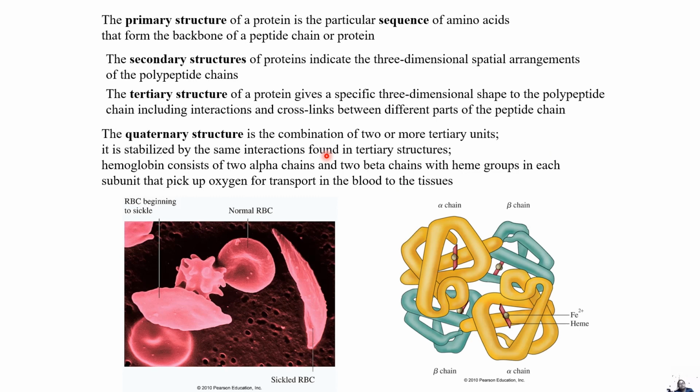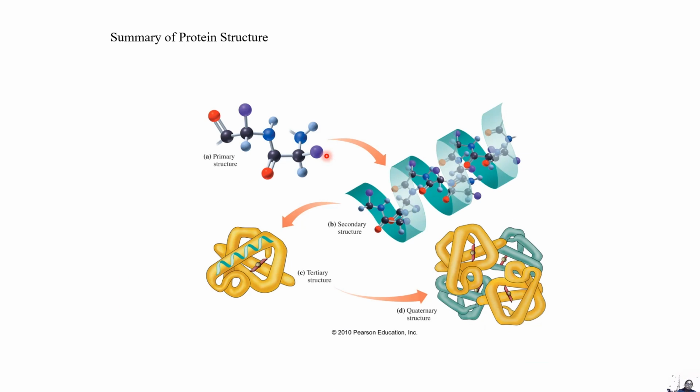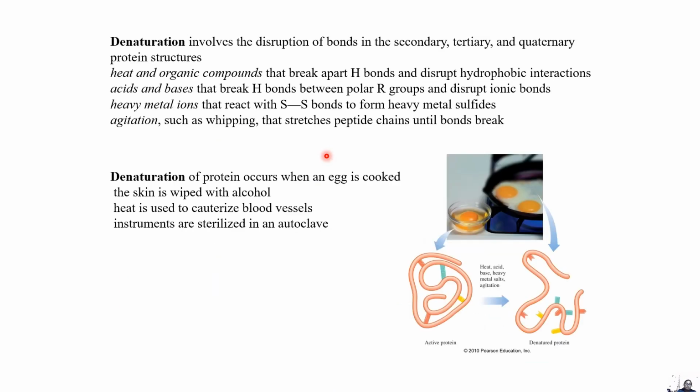So we have talked about the different levels of protein structure. The quaternary structure is also there. Basically, it's a combination of two or more tertiary units, and it's stabilized by the same interactions found in tertiary structures. Hemoglobin consists of two alpha chains and two beta chains with heme groups in each unit that pick up oxygen for transport in the blood to the tissues. Summary of the protein structure.